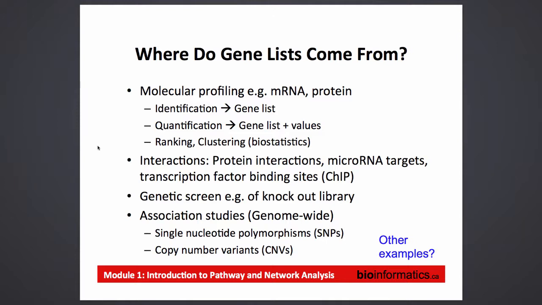You can also look at already pre-existing data sets such as networks, protein-protein interaction networks, microRNA-target gene interactions, transcription factor binding sites. All these data sets provide meaningful ways to create lists and analyze them in a pathway context. You can study a genetic screen, such as a knockout library of all yeast mutants of genes. And then plenty of information can be extracted from genome-wide association studies.